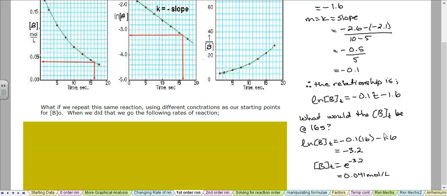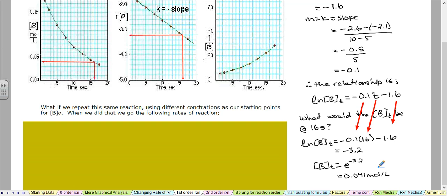Now, if I actually want to find a value, though, I have to get rid of my ln. And so what if I plug a number in here? Say, what would be my concentration of B after 16 seconds? Well, I would plug my 16 in for t. We can see that relationship right here. Alright, and I still have my 0.1, and I still have my minus 1.6. And I get a value here, negative 3.2.